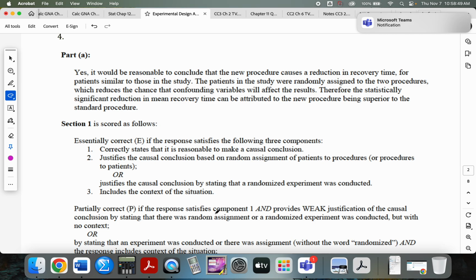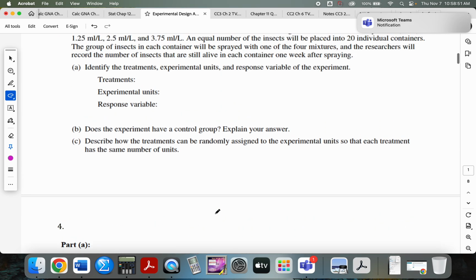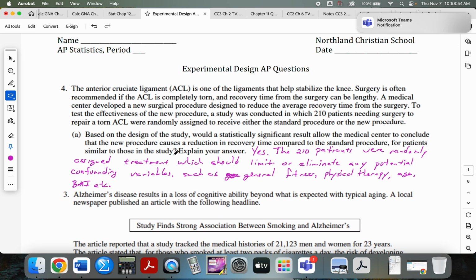Okay? So let's add that. Therefore, the reduction in recovery time can be attributed to the new surgical procedure.